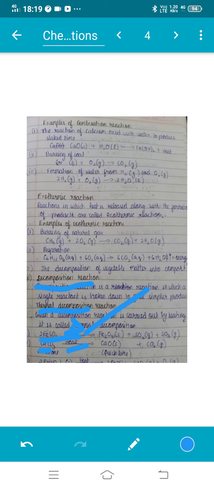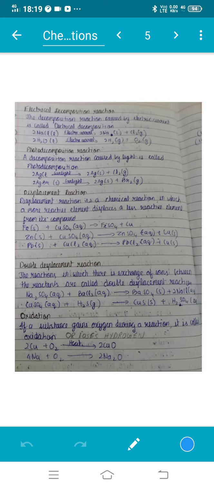The electrical decomposition reaction is a reaction in which electric current is involved when a reactant is broken into simpler products. 2NaCl with electric current is broken down to 2Na plus Cl2. This is sodium chloride, and this is sodium and chlorine. So this sodium chloride in the presence of electric current is broken down into sodium and chlorine.